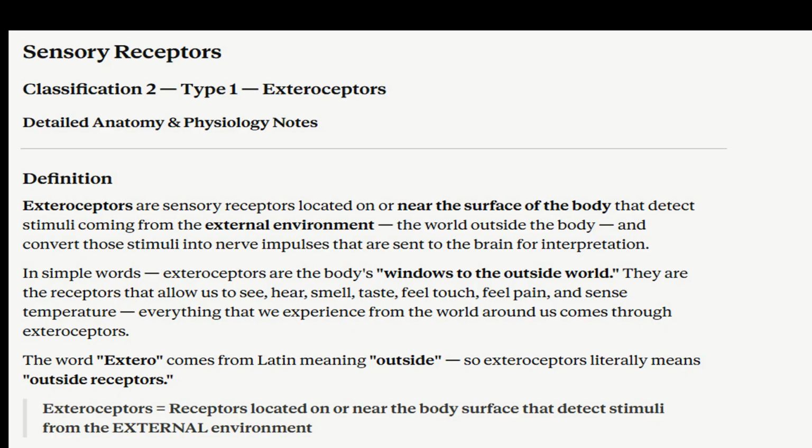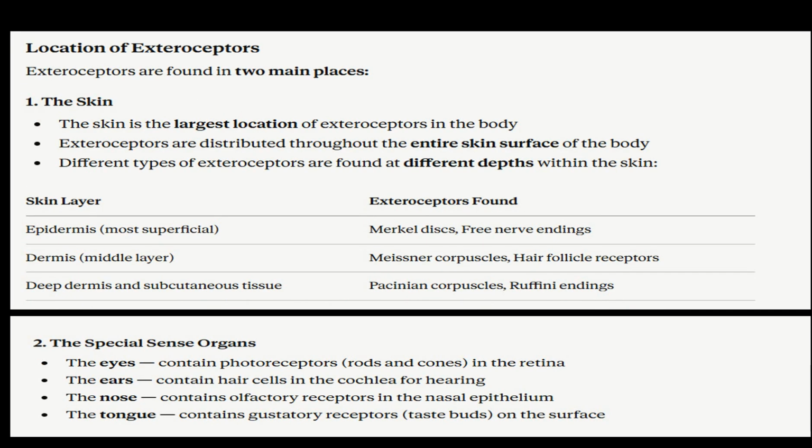Now we will try to understand the location of exteroceptors. So what are the locations? Exteroceptors are found mainly in two places: the skin and the special sense organs. Let's see one by one. The skin. We all know that skin is the largest location of exteroceptors in the body, because exteroceptors are distributed throughout the entire skin surface of the body. Different types of exteroceptors are found at different depths within the skin.